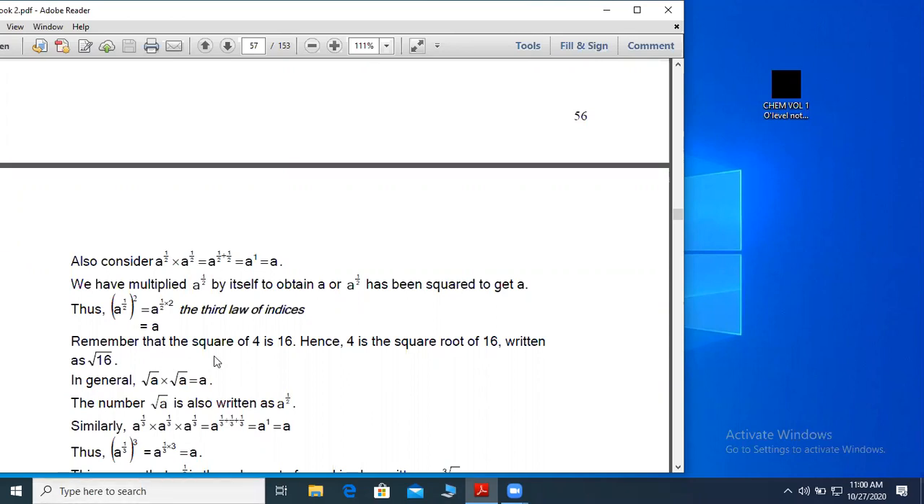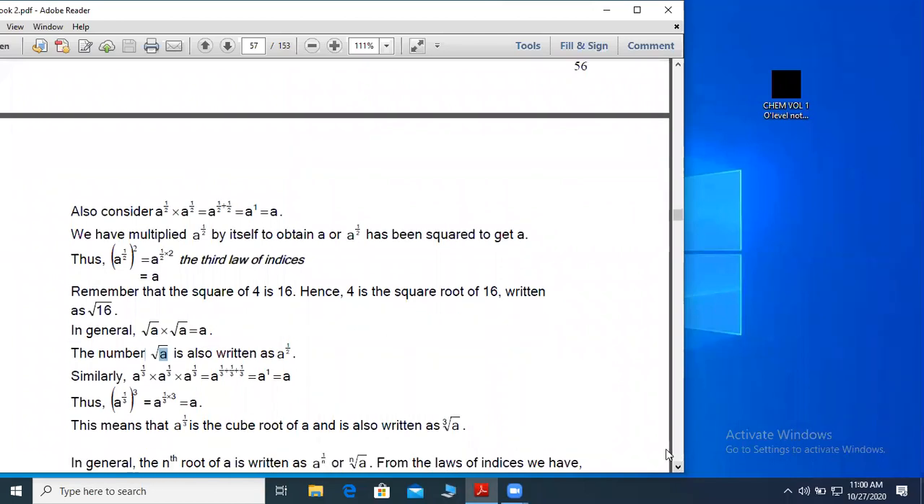So the square root of a is also written as a power a half. Let us take note of this, it is very important. Square root of a is the same as a power a half.